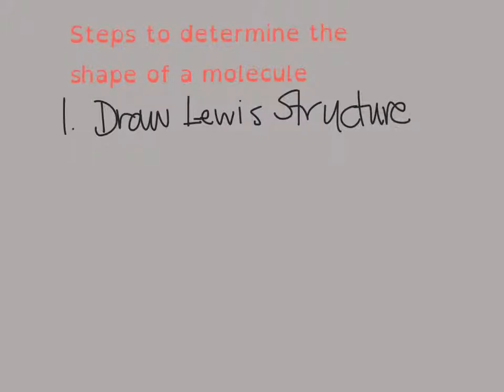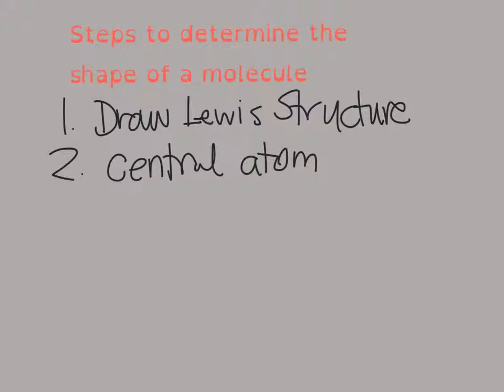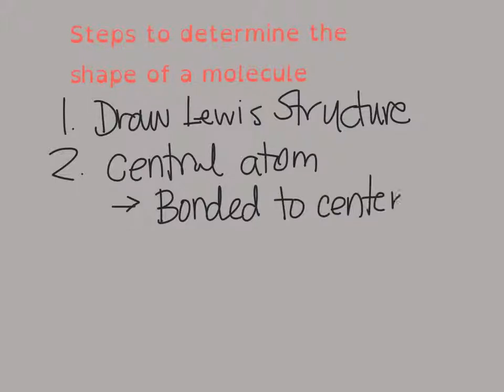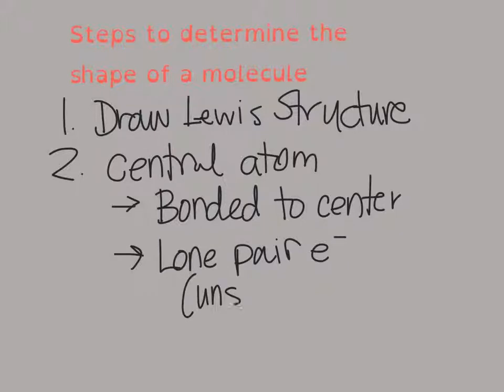Sometimes I'll give you the Lewis structure in a problem, and other times I'll just give you the formula, and you'll have to determine the Lewis structure from the number of electrons involved. The second step is to look at the central atom. Okay, so once you know what's in the middle, you need to look at what is attached to that central atom, and you'll need two things. You need to know how many bonds or how many things are bonded to it, and you're going to need to know how many lone pair electrons you have, or unshared electrons.